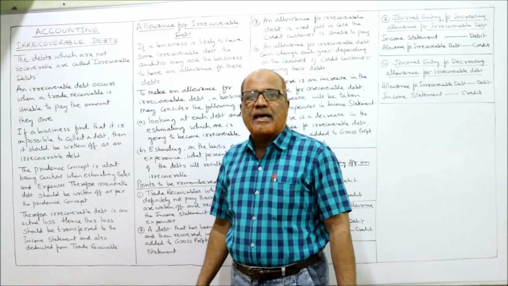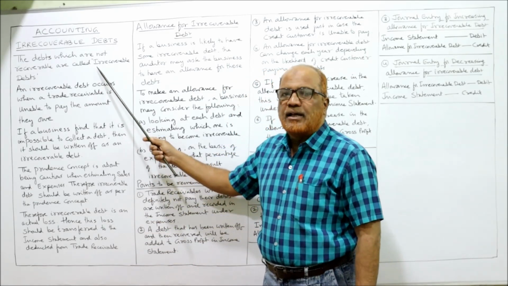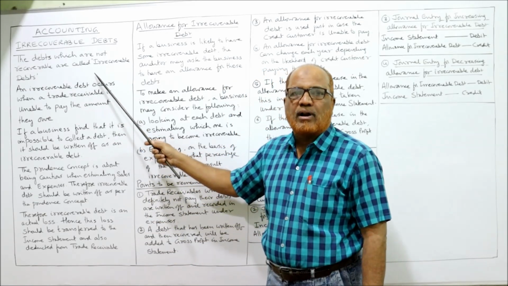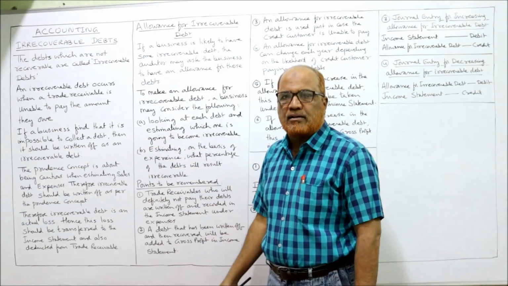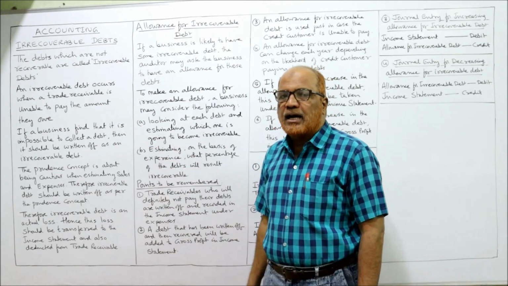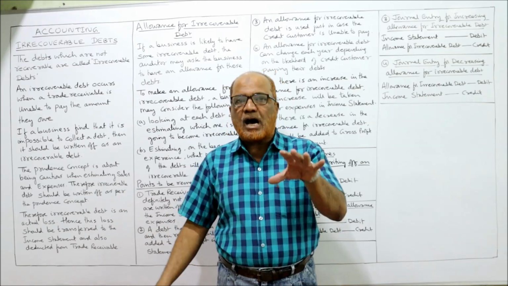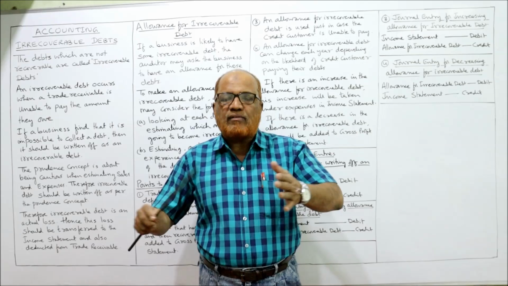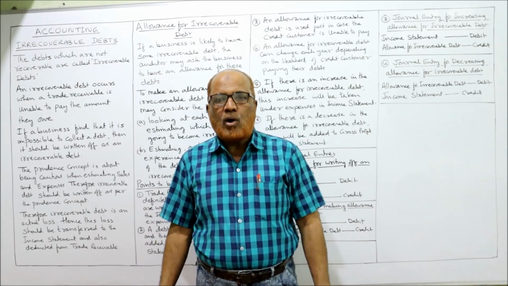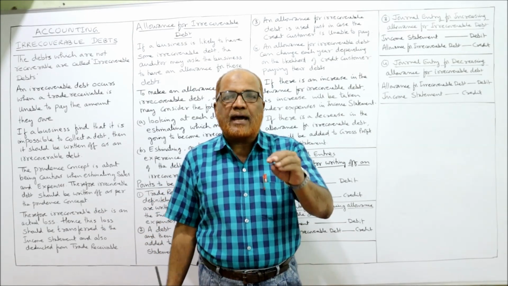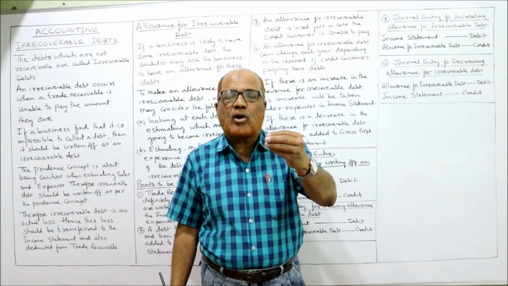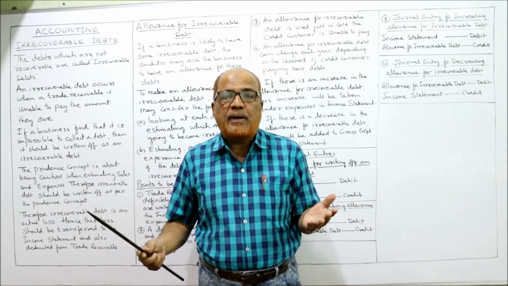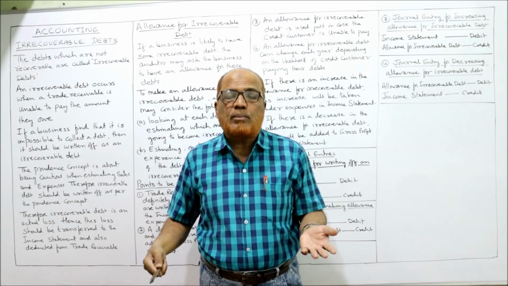So first of all, I am explaining the meaning of irrecoverable debt. The debts which are not recoverable are called irrecoverable debts. Now an irrecoverable debt occurs when a trade receivable is unable to pay the amount. Suppose in our business we have hundreds of customers. All the customers will pay the amount except a few, one or two customers who will not pay the amount. That's a loss to the business.